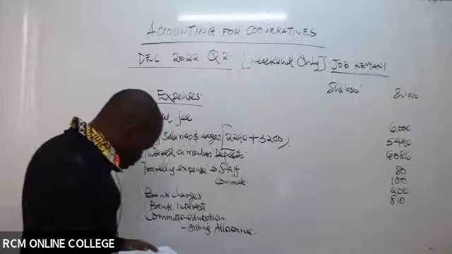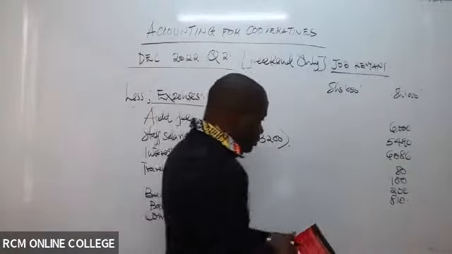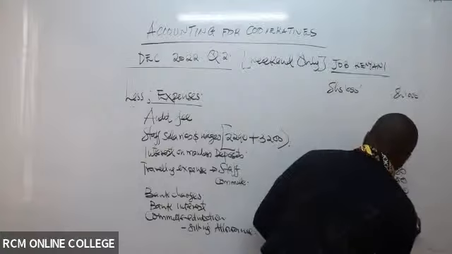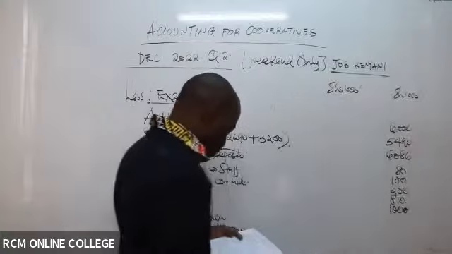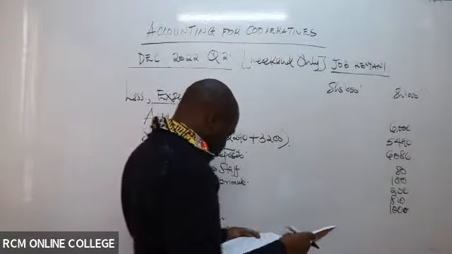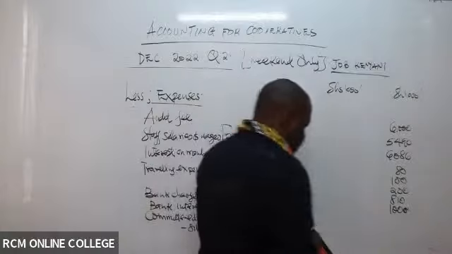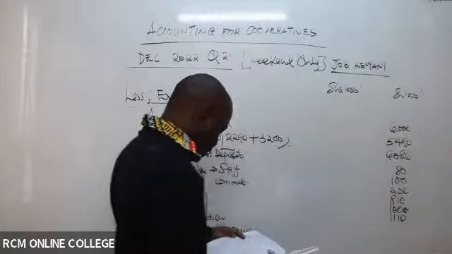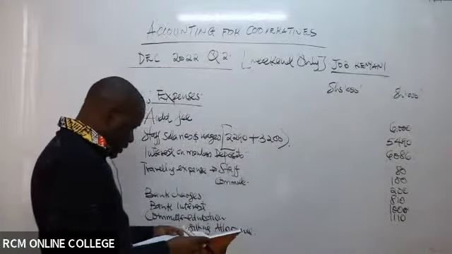For the committee education, in this case, they actually incurred 1,000. So committee education expense, they incurred 1,000. Committee sitting allowance, they incurred 1110. Then printing and stationery.